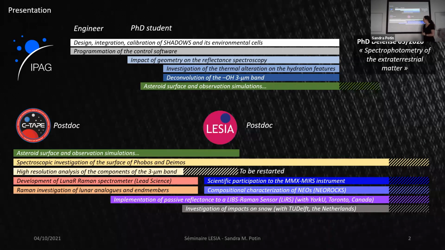I worked on the development of the shadow goniometer that I will present in a while. I measured bidirectional reflectance spectroscopy in the laboratory on meteorites and then made the link with the observation of asteroids. I worked on the effect of geometry and thermal alteration on the reflectance spectroscopy. Then I went to Canada for a postdoc, where I worked on the development of a Raman spectrometer for the Canadian Space Agency. And then I started here at Lesia to work with Antonella on the MIRS instrument and the characterization of near-Earth objects.